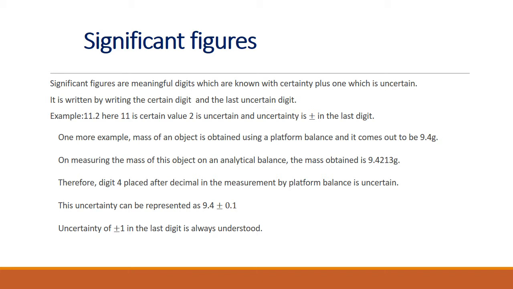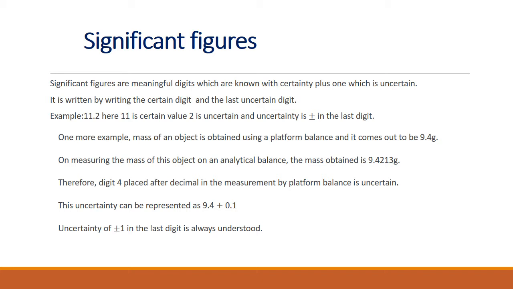It is written by the certain digits and the last uncertain digit. For example, here 11.2. Here 11 is certain and 2 is uncertain. And the uncertainty is plus minus 1 in the last digit.